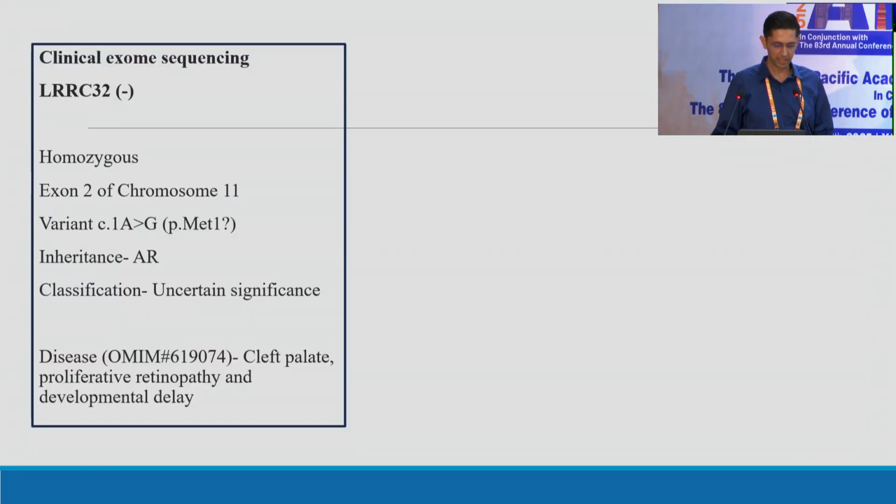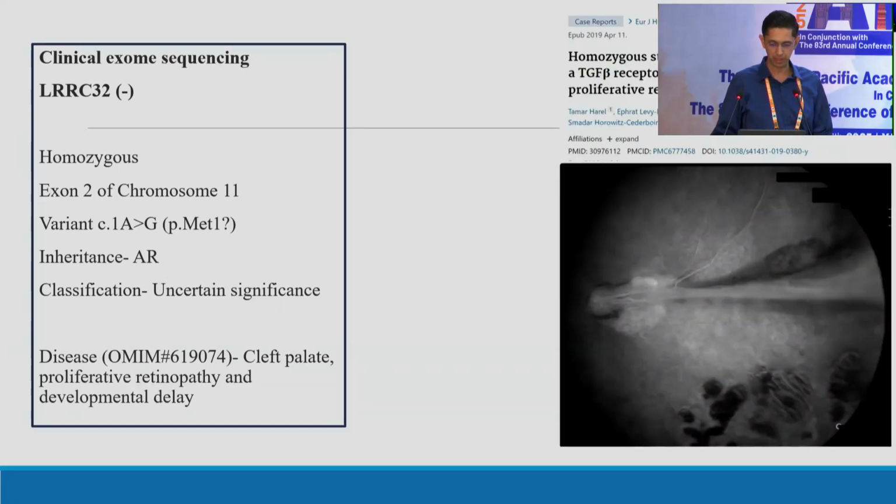So we did genetic testing, and we could get a LRRC32 mutation, which is a TGF beta receptor gene coding mutation. And this, to our surprise, was reported to have an exact picture in the previous literature in terms of proliferative retinopathy and systemic features similar to what we saw.